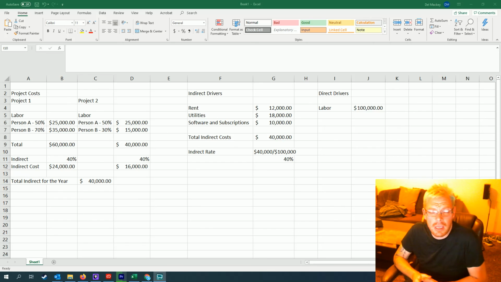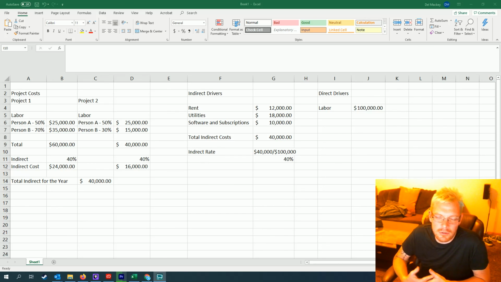So the question came up in yesterday's session about indirect rates in multiple projects and why it wouldn't be considered double dipping if you had more than one project. Your indirect rates are actually determined by your overall direct cost for the entire business. So let's go through a real quick example here.